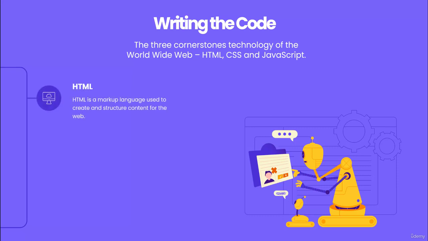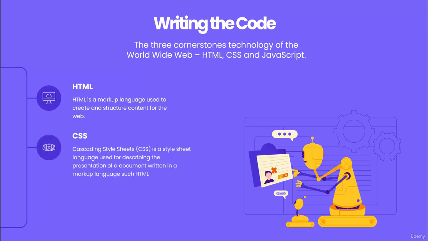HTML is a markup language, and that's what the ML stands for, used to create and structure content for the web. CSS is really what I like to call the interior designer for HTML. It is a style sheet language and it makes everything look really good, or not, depending on the CSS being used. It describes how the document is presented.